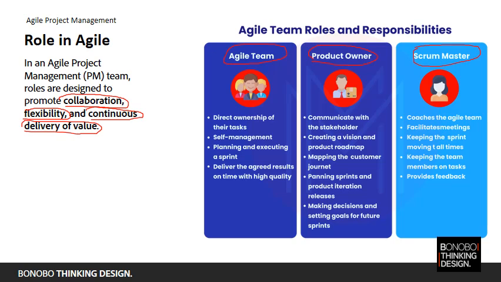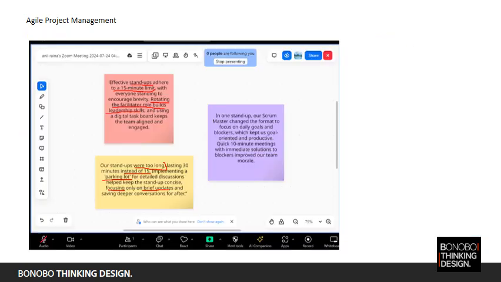All right, quickly moving towards the roles in agile. In agile, the project management team roles are designed to promote collaboration, flexibility, and continuous improvement, because that's the core philosophy here. In terms of roles, there are three important roles. There's the product owner, who's responsible for defining the features of the product, and deciding the release dates and the content part of it. They prioritize the backlog items to ensure that the team works on the most valuable tasks.